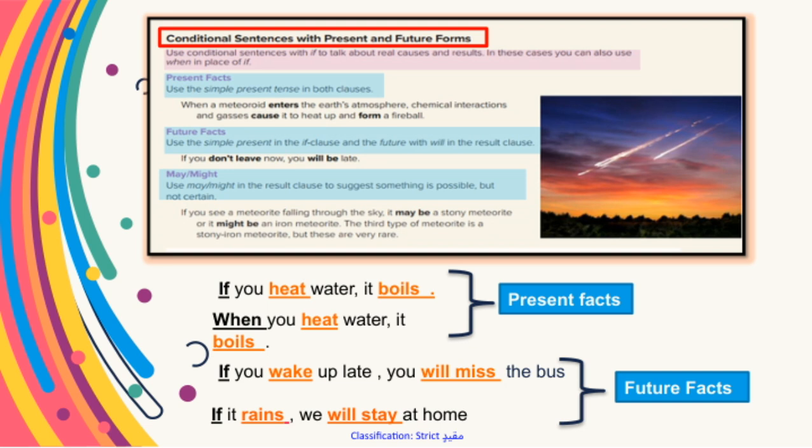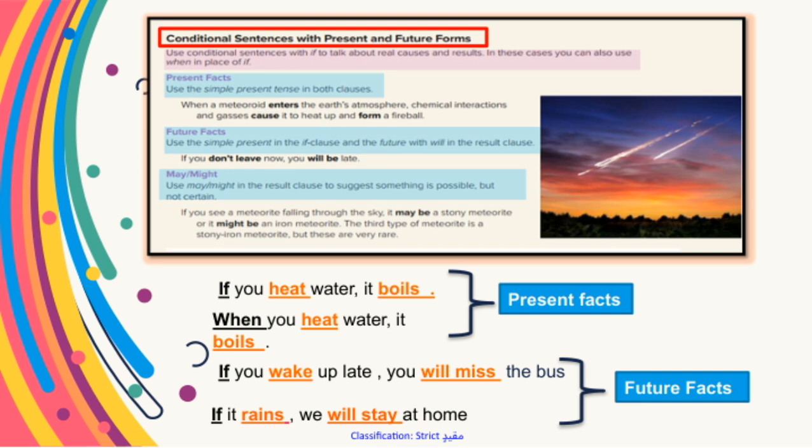This shows us how we talk about things that haven't happened yet but depend on certain conditions. Similarly, if you wake up late, you will miss the bus. Again, the structure is the same: present tense in the if clause and will plus the verb in the main clause. It's a way of expressing cause and effect in the future.